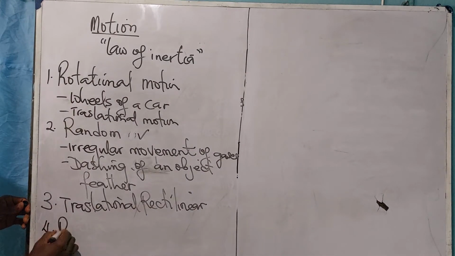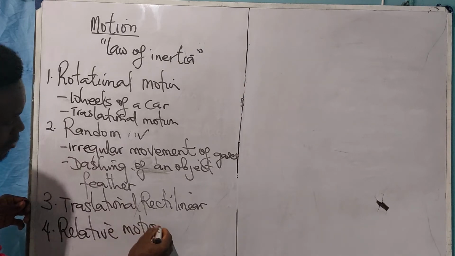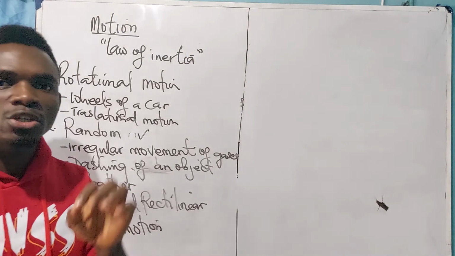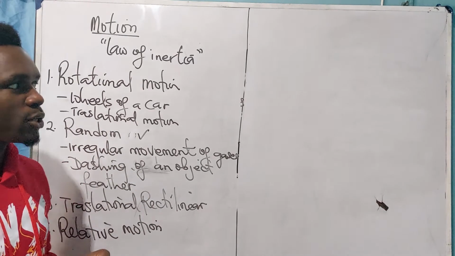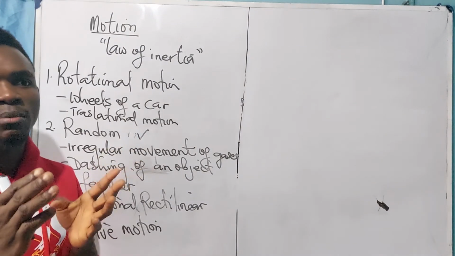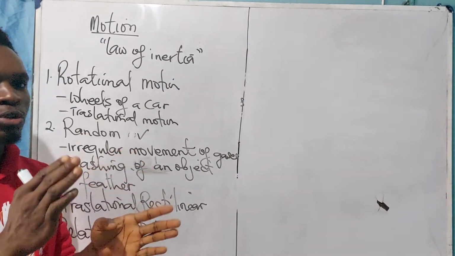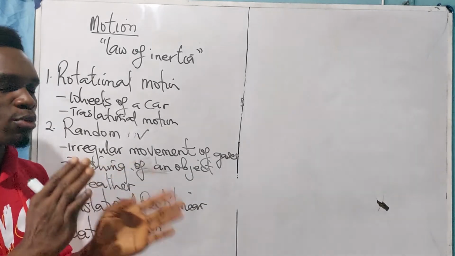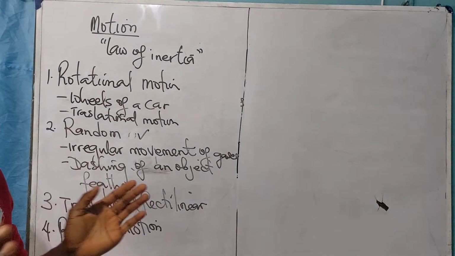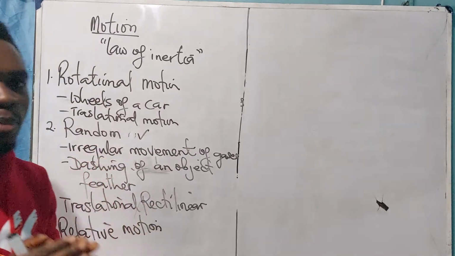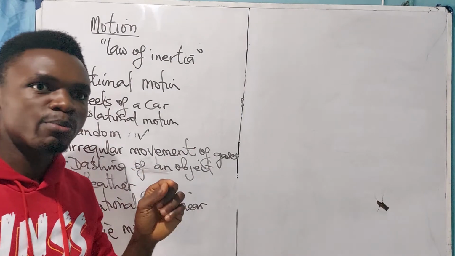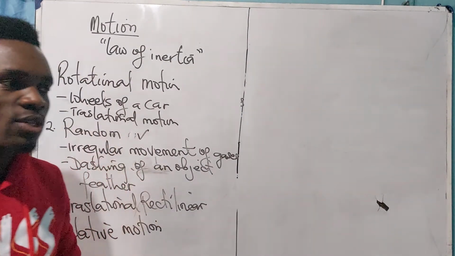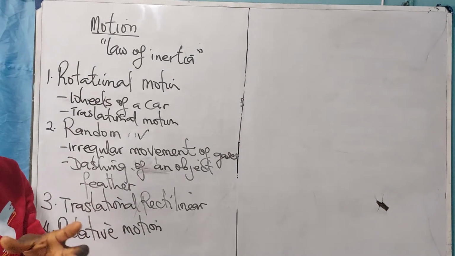Then the 4th one is the relative motion. A relative motion is a type of motion in which a body moves in relation to another body. For example, the movement of 2 cars at the same time. Each car moves in relation to each other. A good example again is the passengers in a vehicle. The passengers in the vehicle possess relative motion, because as the car is moving, they move in relation to the other car.